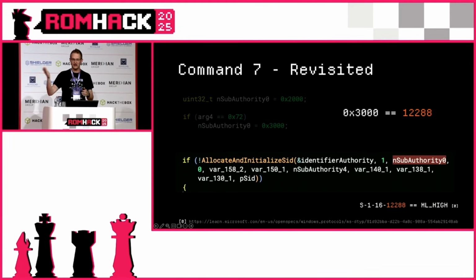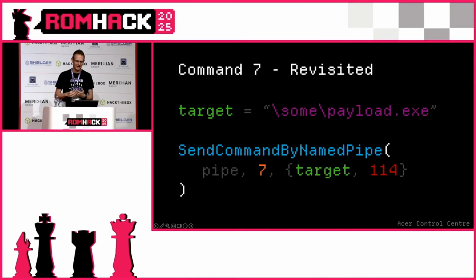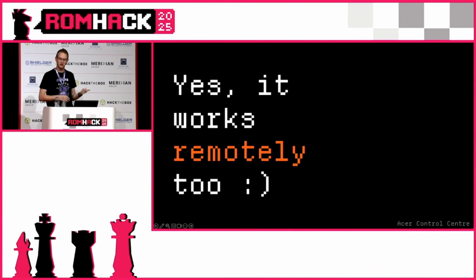So when you send 114 and the token gets prepared to run a new process, it actually asks it to do it in a higher integrity context. Really what it means is if I make my 113 114, it becomes elevated. So with my send command by named pipe, I just change that integer, increment it by 1, and now I have a child of ACC SVC, in this case Notepad, running as SYSTEM. So an LPE as well. What's really cool with the previous work we've done is this works remotely as well. So you can get that elevated code execution if you want.